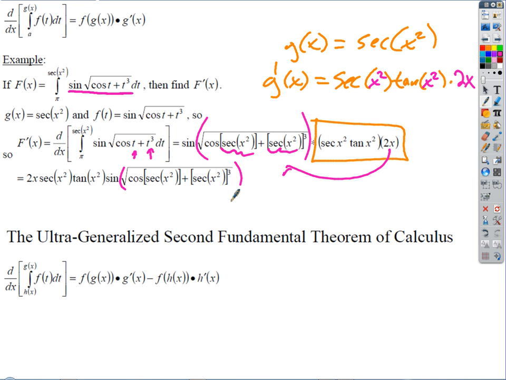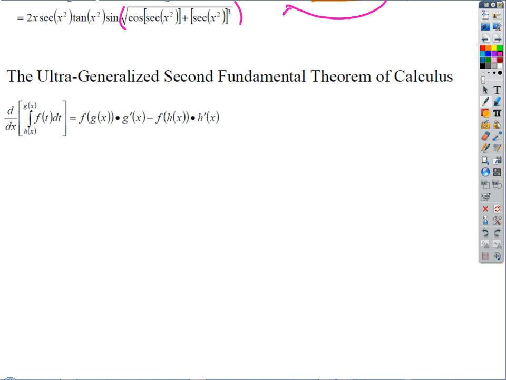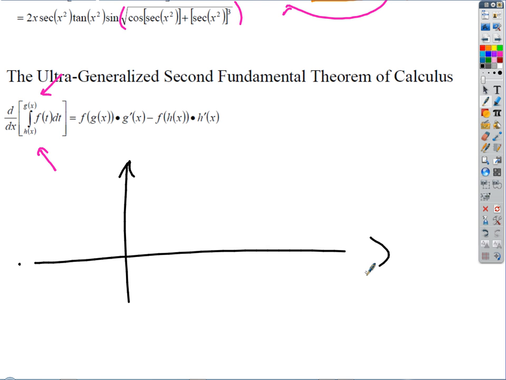The ultra generalized second fundamental theorem just says, what if you had the area changing on both ends of the function? The lower and the upper limit were both functions of x. So on the lower limit, we have this h of x function that's determining how fast the lower limit is moving, and this g of x function that's determining how fast the upper limit is moving. And so now that's kind of a complicated picture we've got built there. We've got something like, there's f.